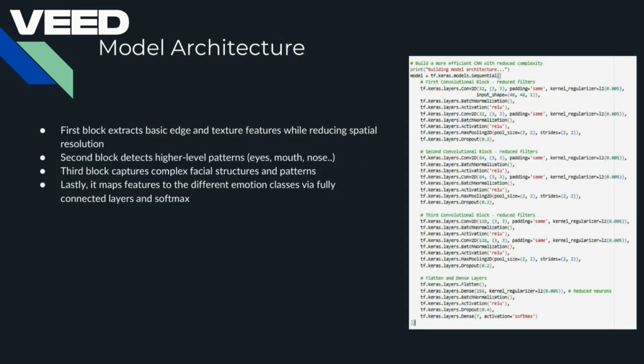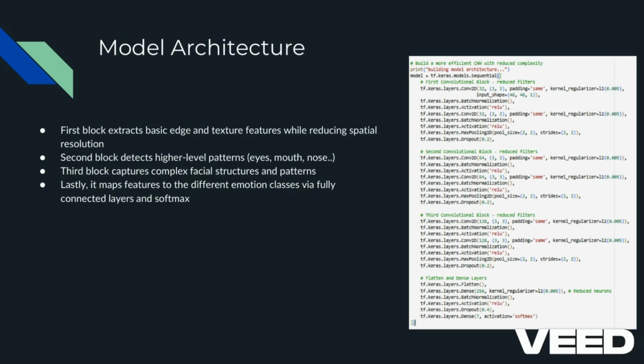Next slide is about the model architecture. Here's the CNN architecture we are using. It's built in blocks, three convolutional blocks to be exact. The first one learns simple features like edges and textures. The second one picks up more detailed stuff like eyes, mouth, nose, etc. And the third block digs deeper into more complex patterns.